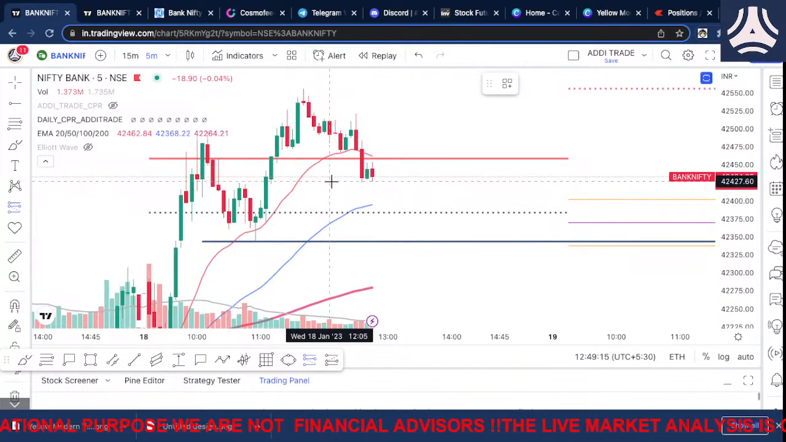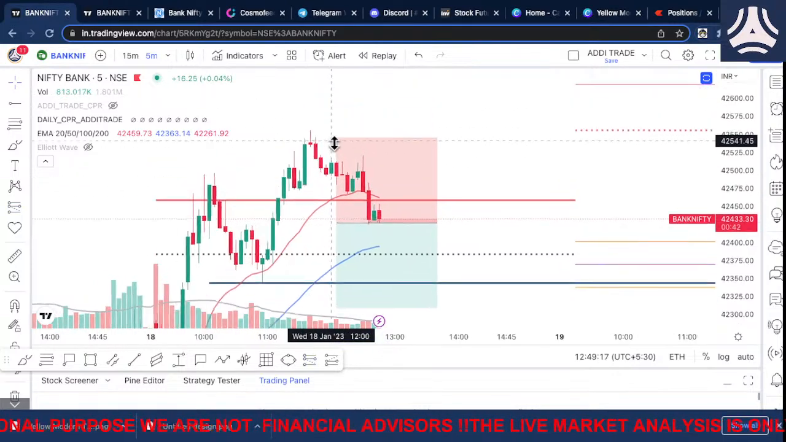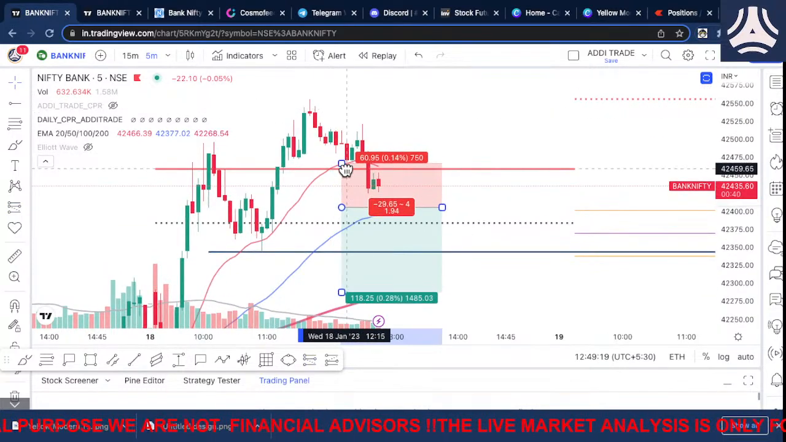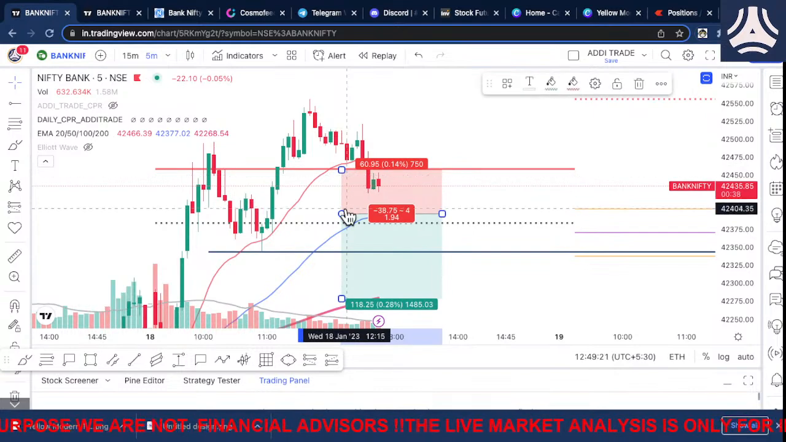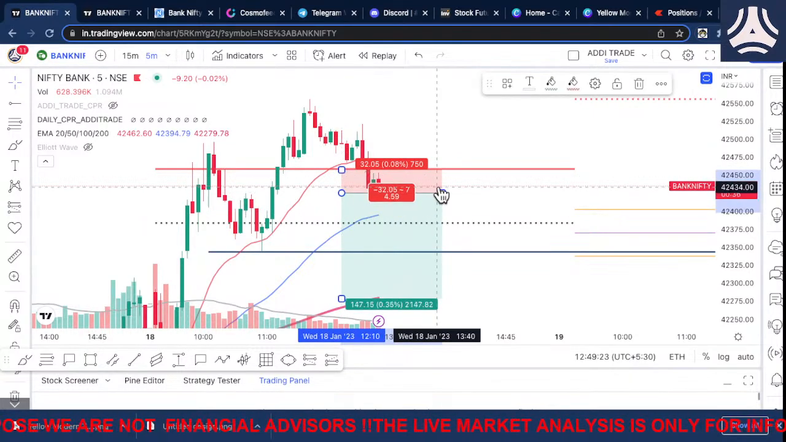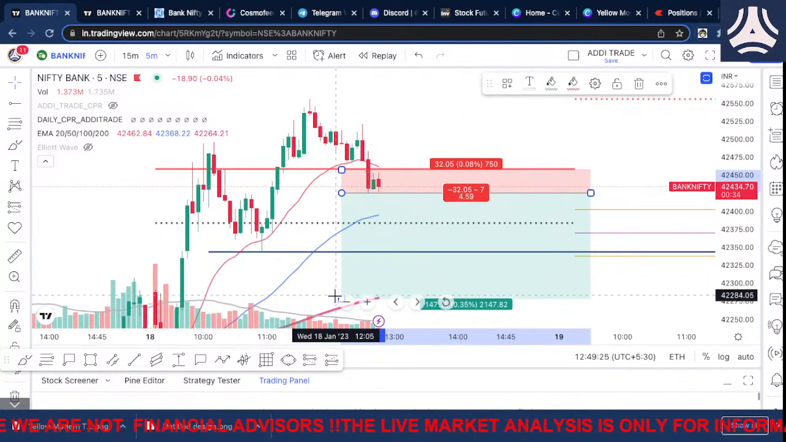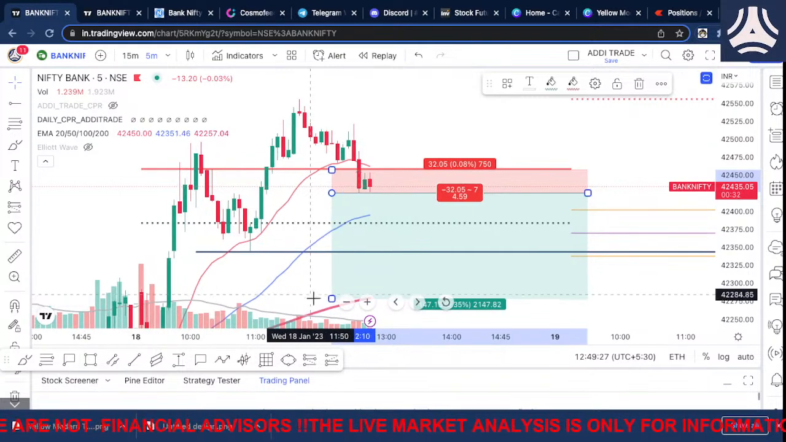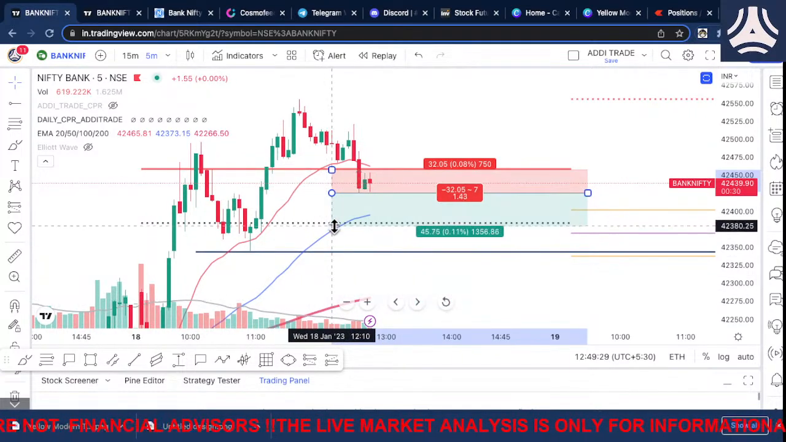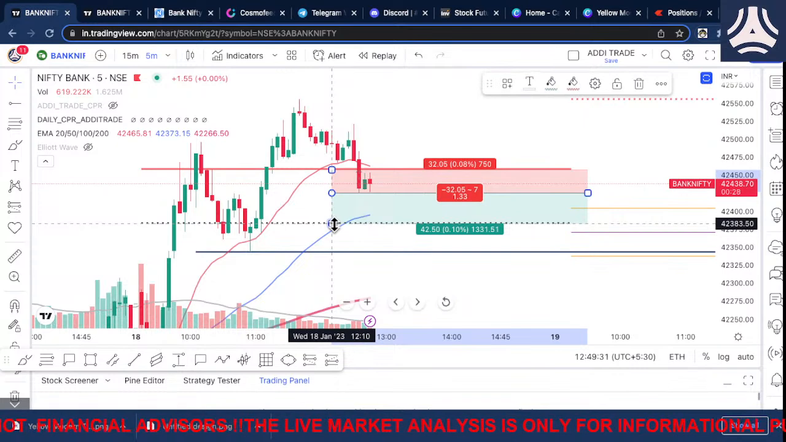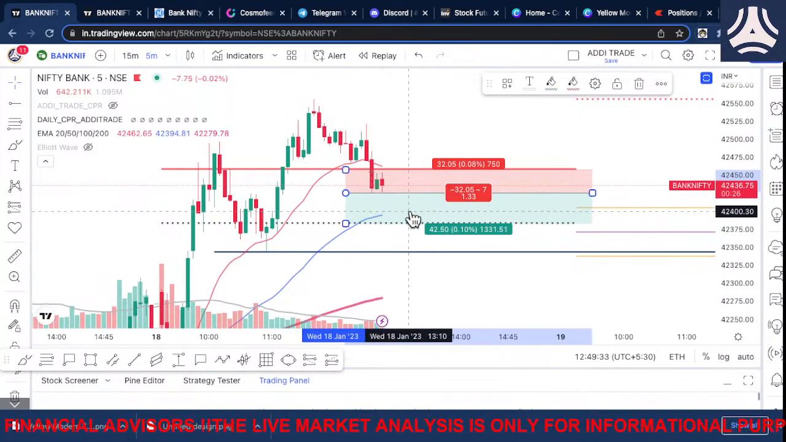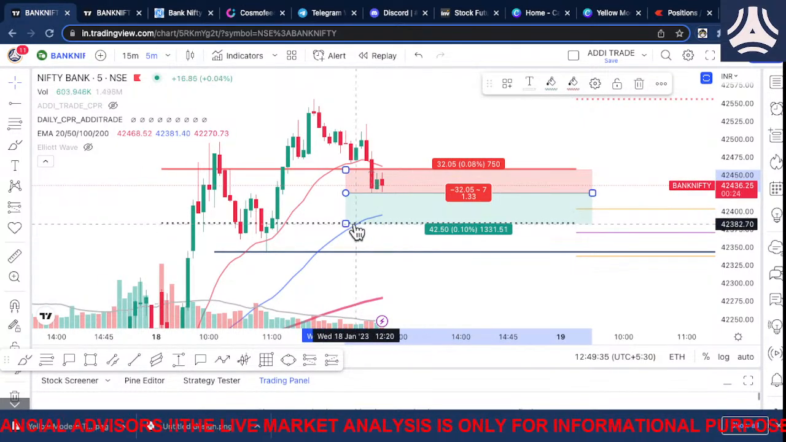So this might be a risky move because the option data is not supporting us. But if this candle low breaks, we can probably see this level, and there's hardly any risk to reward. It's almost 1:3.